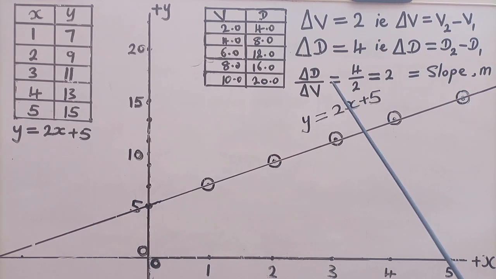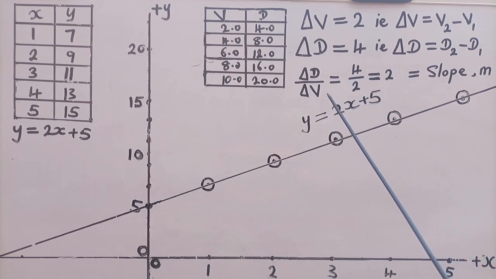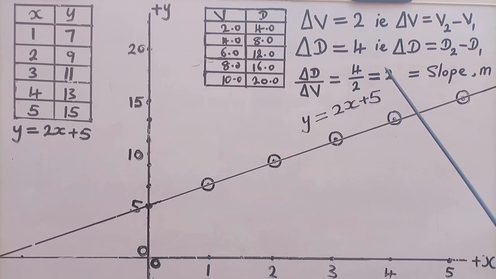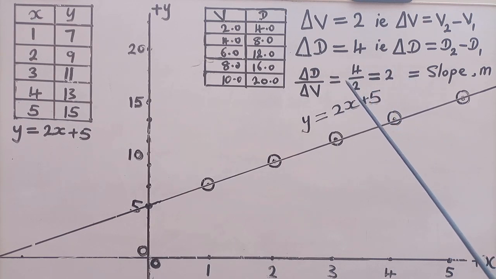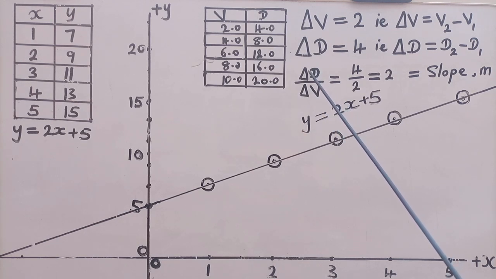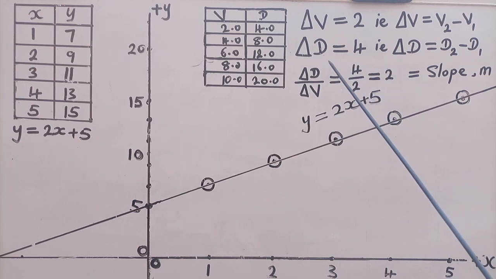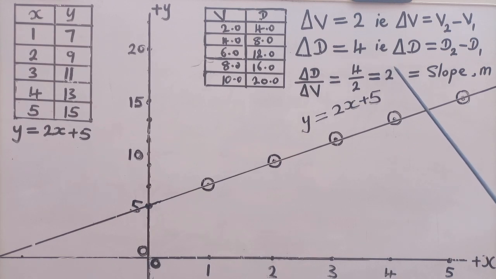What it means is that anytime volume changes by any value, the distance will change 2 times. Anytime the volume changes by any amount at all, the distance will change 2 times as much. What it means is that when the change in the volume is 10, since change in distance will be twice that, it means that change in distance will be 20.